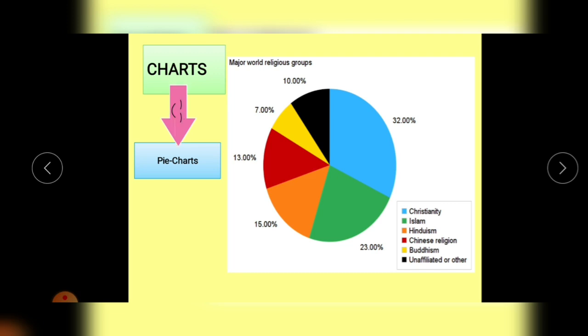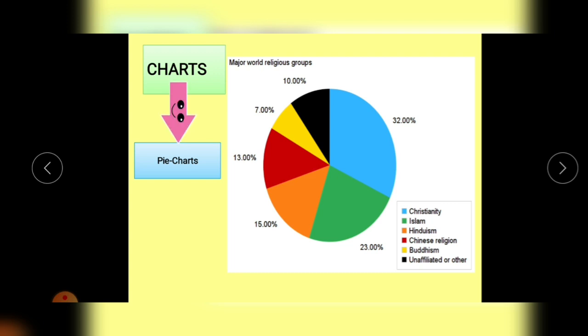To study the pie charts, firstly one needs to find the topic or subject of the pie chart. For example, here the subject of the pie chart is major world religious groups. After that, look at the picture, observe the slices of the pie and compare them with the key.